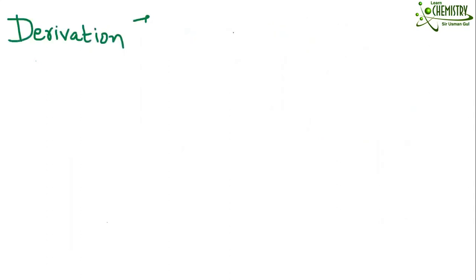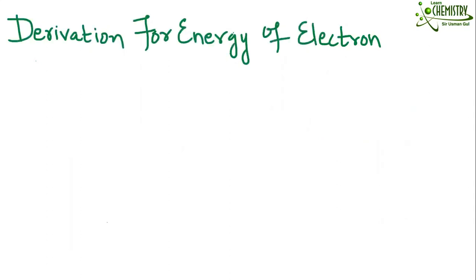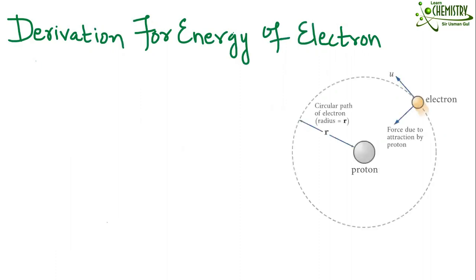Today in this lesson, I will derive the formula of energy of an electron. So first of all, we will focus on the simplest atom, that is the atom of hydrogen, which is composed of one proton and one electron. If you do remember the derivation of the radius, in an atom, two forces are there.